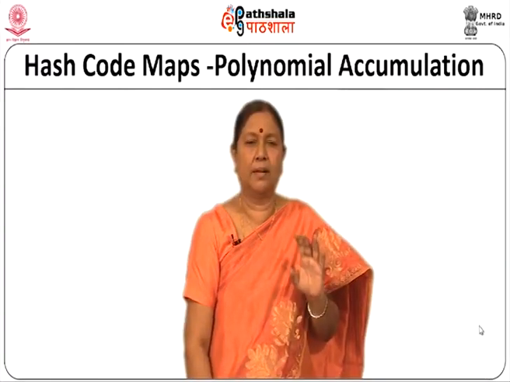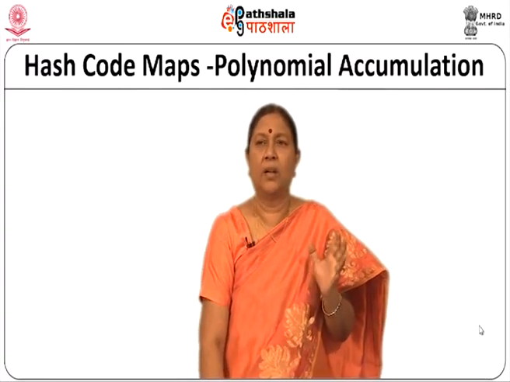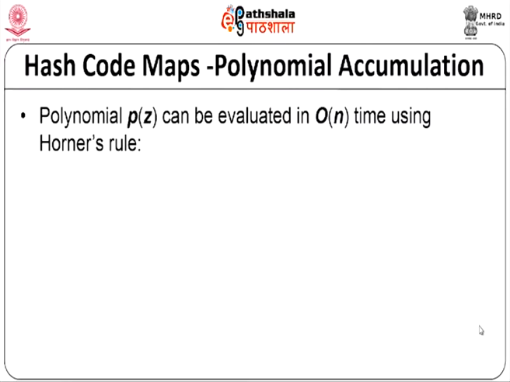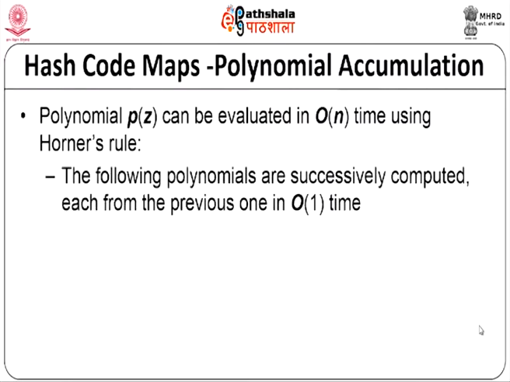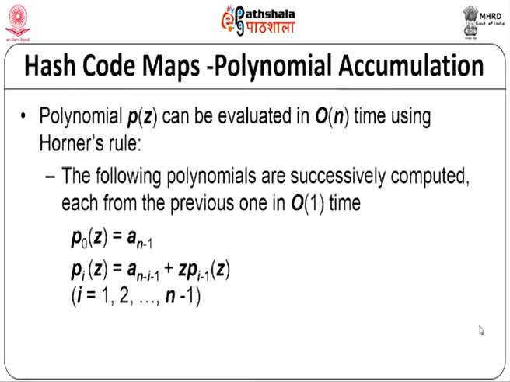This polynomial can be evaluated in the order of n using Horner's rule. The following polynomials are successively computed, each from the previous one in O(1). So each step is calculated in constant time, and you can do it in the order of n. This is just Horner's rule, where p(z) is equal to p of n minus 1 times z and so on.